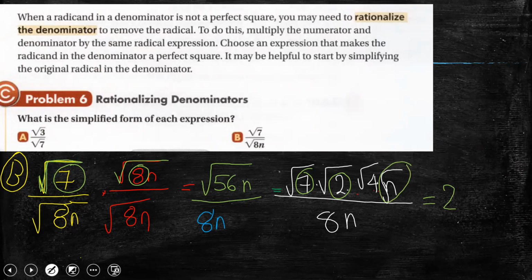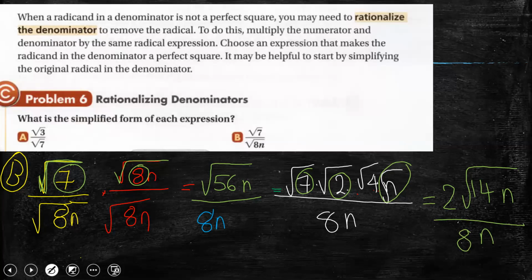So I will say I have 2, and let's combine now 7 and 2 and n in one square root. 7 times 2, 14 times n, 14n over 8n.